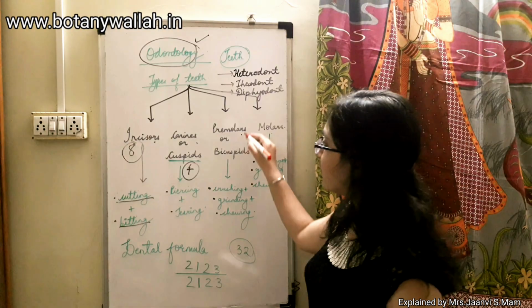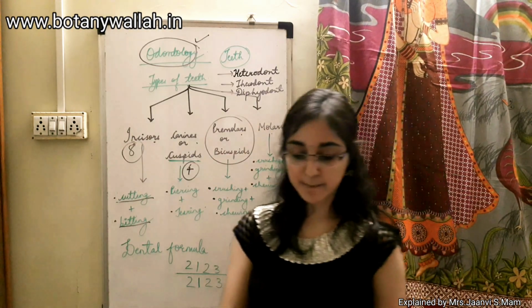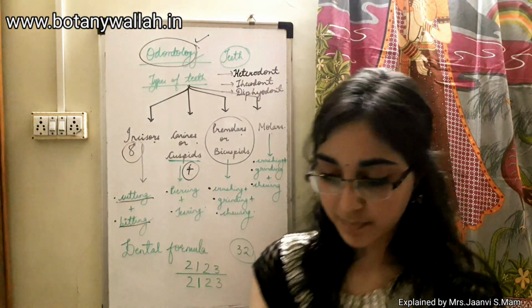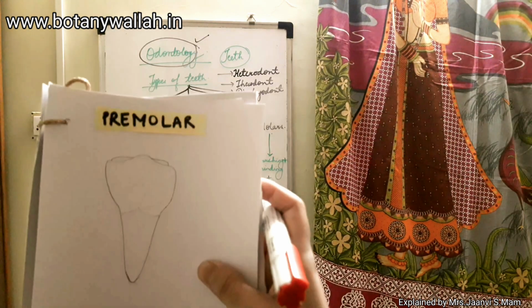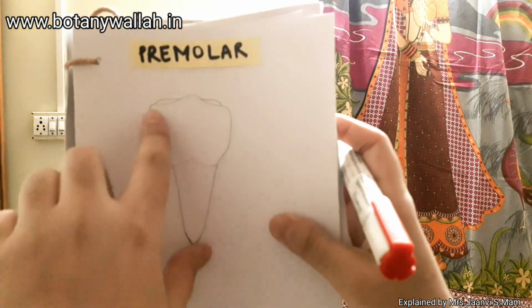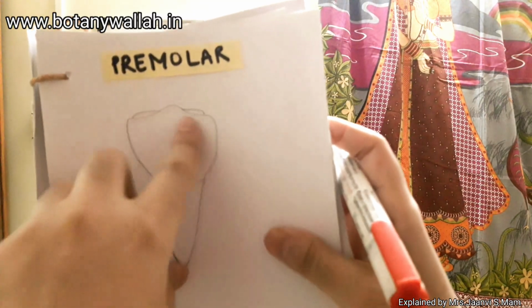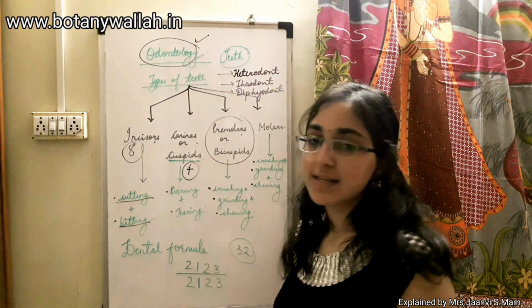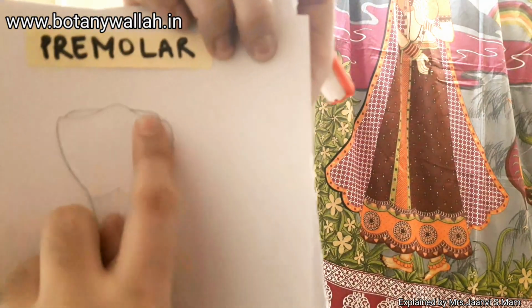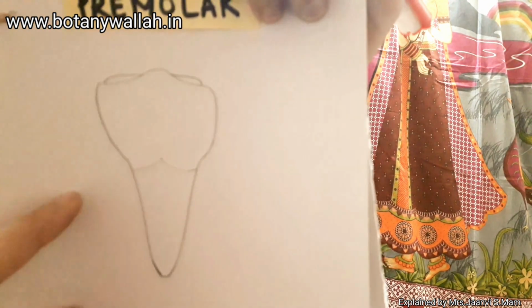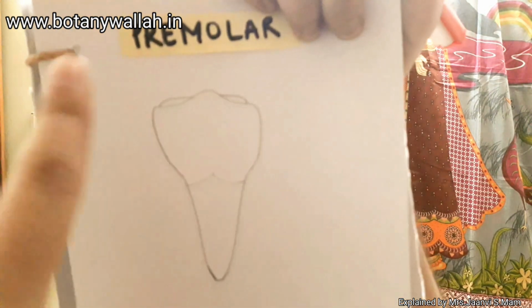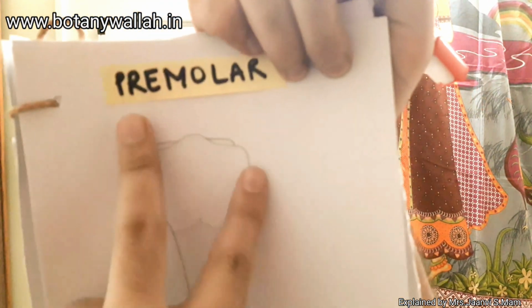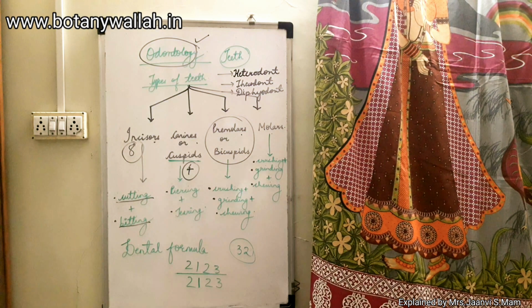Next we have premolars or bicuspid. This is the image of a premolar. I will explain why it is a bicuspid: because of the points. There are 2 points here, a peculiar feature of this tooth, so we call it a bicuspid. Here one point and here one point, with a single root. This is the crown and the root. A single root is present, so we say single rooted, and two points are there. So I have written bicuspid.